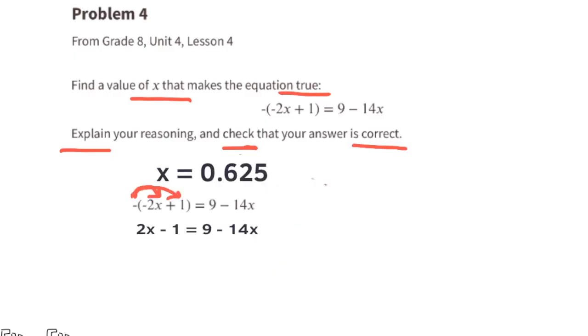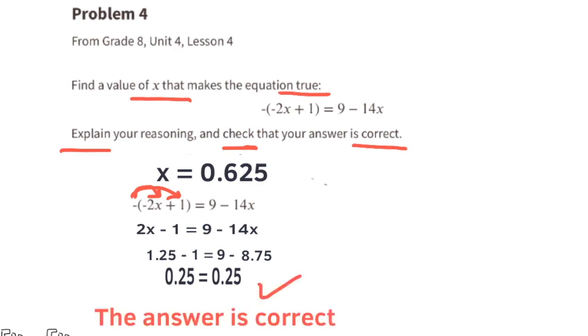Next, we have to check to see if our answer is correct, and we can do that by substituting every x with 625 thousandths. 2 times 625 thousandths minus 1 equals 9 minus 14 times 625 thousandths. Now the equation reads 1 and 25 hundredths minus 1 equals 9 minus 8 and 75 hundredths, which is equal to 25 hundredths equals 25 hundredths. Since that's true, we know the answer is correct.